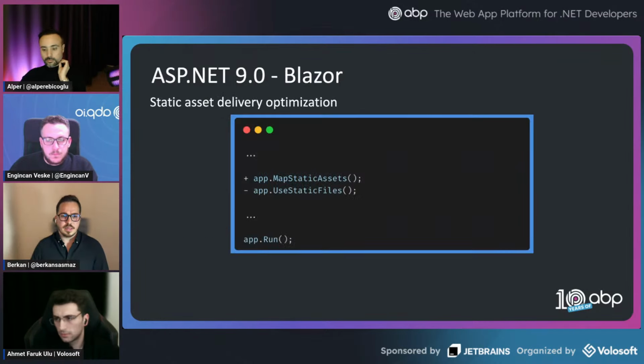So let's first look at the static asset delivery optimization that came with .NET 9. This new feature replaces UseStaticFiles and optimizes static asset delivery with build time compression using gzip and Brotli. It also uses content-based ETags to ensure that files are only re-downloaded when they change. With this approach, file sizes can be reduced by up to 93%. These optimizations happen automatically during the build process, making it easier to create performant web apps.